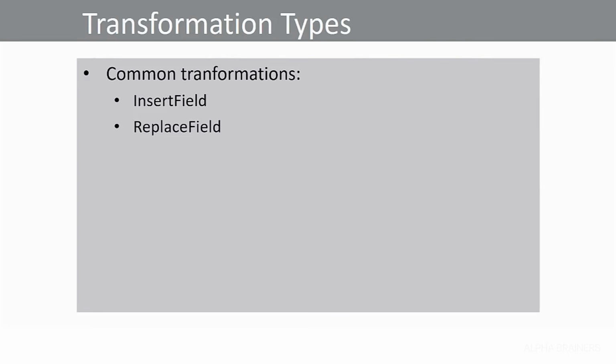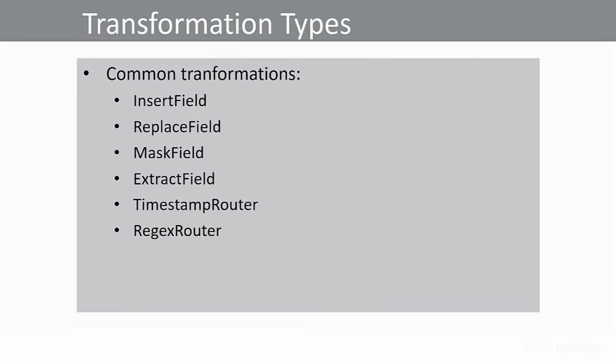You can replace a field's value as well. We can also mask a field. This one's going to replace the valid value of the field with something like a 0 or an empty string, something that's going to be a null value. We can also extract data, so pull data out of the information. We can include a timestamp as well, so we can modify the topic or record based upon the original topic and timestamp and use a new timestamp. And we can also make use of regex expressions too to make modifications.